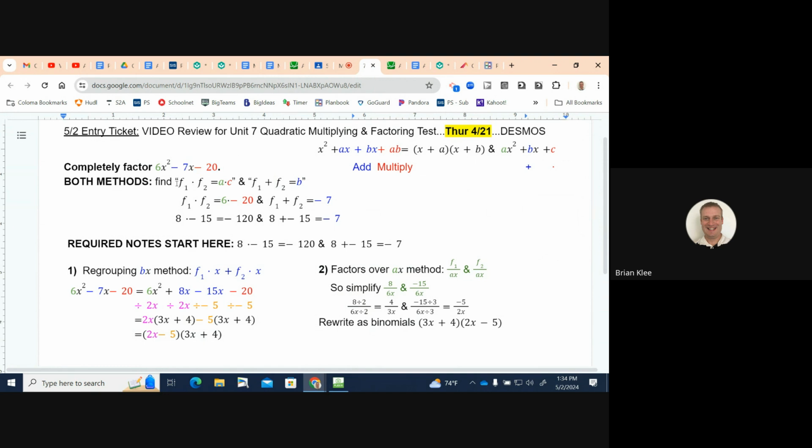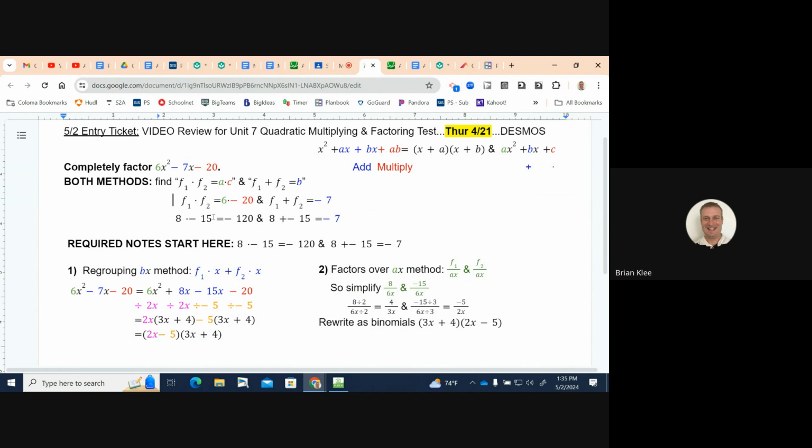So we are looking for two things, two factors that multiply to be a times c. So we want to do what is 6 times -20, and that will give us -120. And then we also want to find two things that add up to be b. And b right now in the equation is -7.